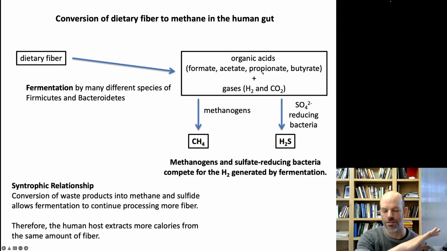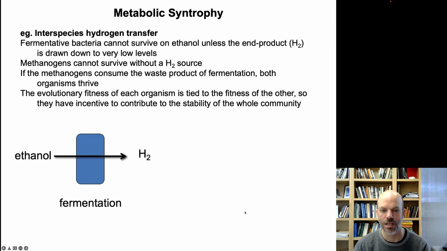It causes the reaction to go more to the right in terms of first-year chemistry. And that means overall more fiber is consumed because the whole thing is more efficient. So that is a syntrophic relationship. Multiple species cooperating to make an overall metabolic reaction happen more efficiently.